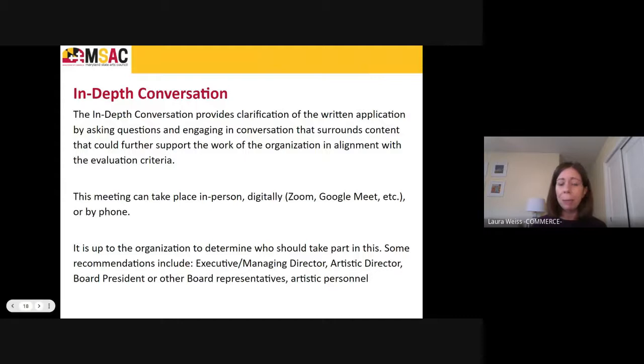This meeting can take place, again, in person. It can take place digitally, via Zoom or Google Meet or something like that, or by phone, whatever you as an organization and the panelist decide is the right call. And it's up to the organization to determine who takes part in this. Generally, we see the executive or managing director, the artistic director, perhaps a board president or another member of the board, perhaps a development director. It's up to you in terms of what makes sense.